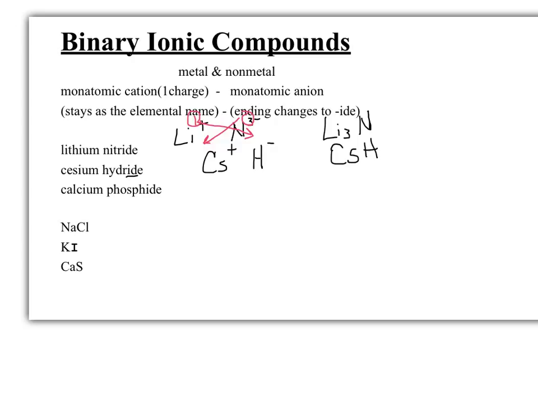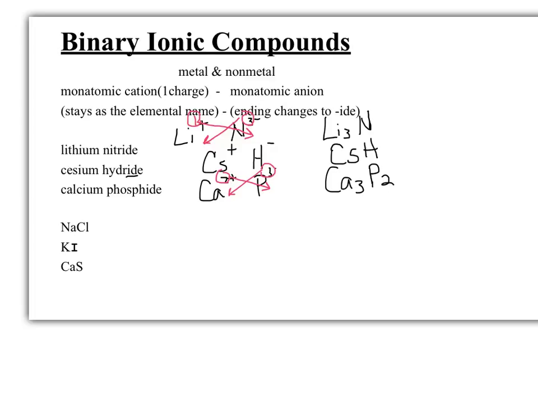Calcium phosphide. Where's calcium on the periodic table? Second column, so it has a 2 plus charge. Phosphide would come from phosphorus. Looking at its location, it has a 3 negative charge. Again, putting this together, this digit becomes the subscript for the calcium. This one will become the subscript for the phosphorus. So I have Ca3P2.